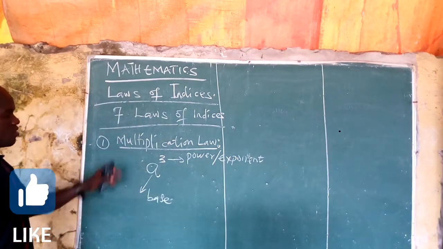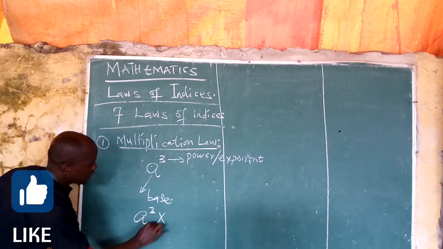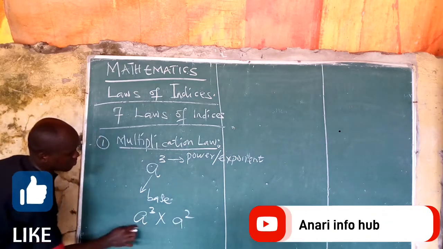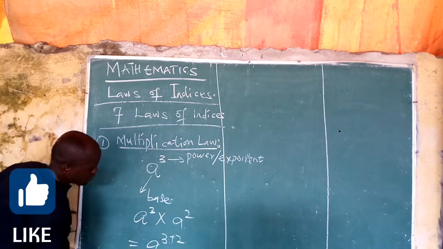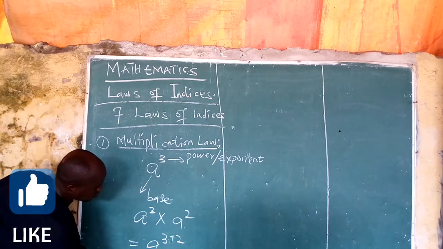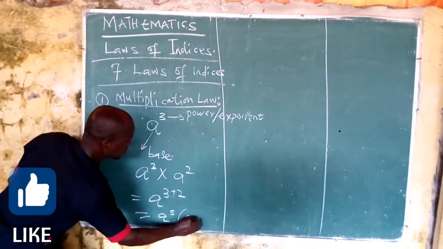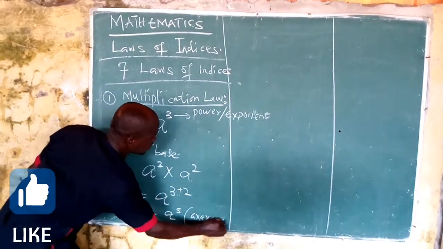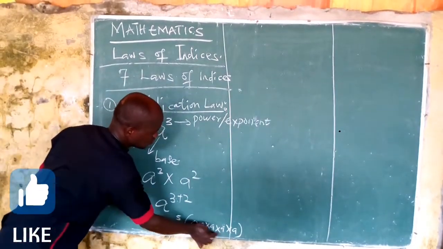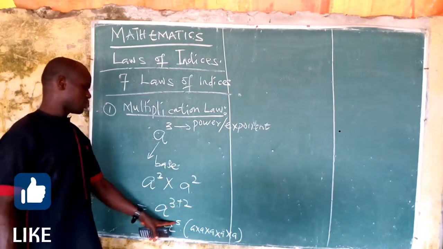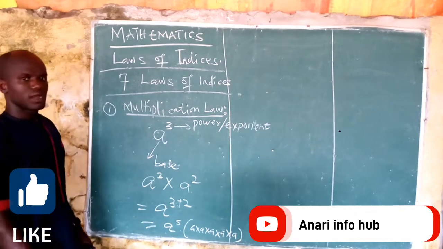So the multiplication law is saying that when numbers with equal bases, say we have a raised to power 3 times a raised to power 2, see, their bases are equal. So that means a raised to power 3 plus 2, and that means a raised to power 5. And a raised to power 5 is the same thing as saying a times a times a times a times a, that is a in 5 places. That is the meaning of this. This is the base, remember. This is the power, remember.